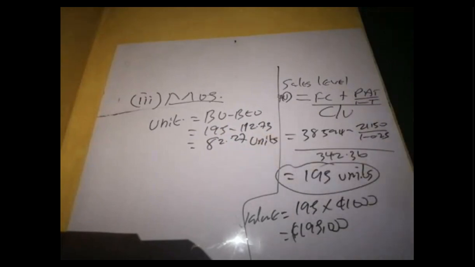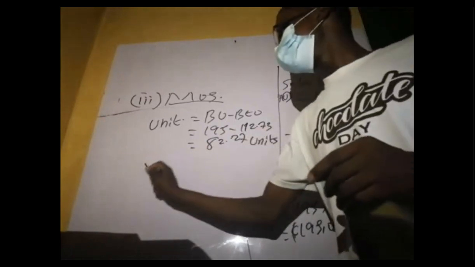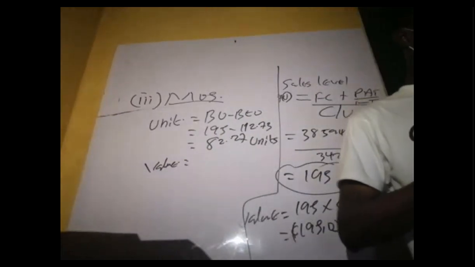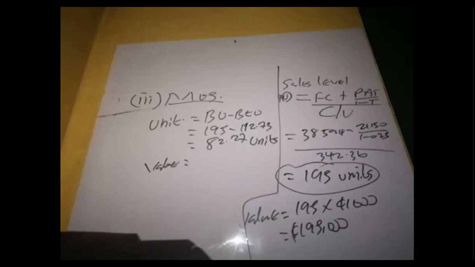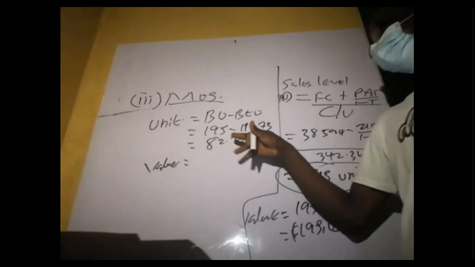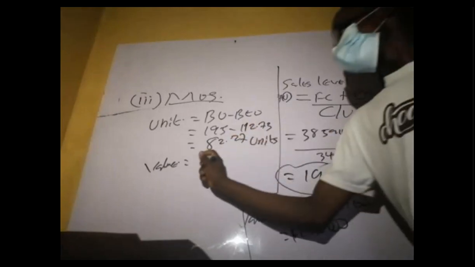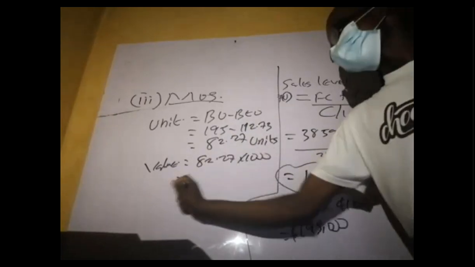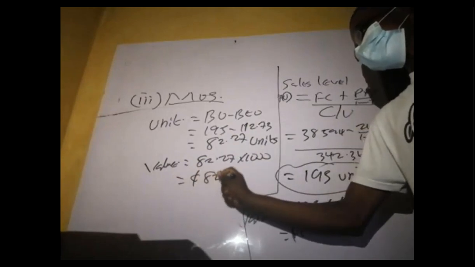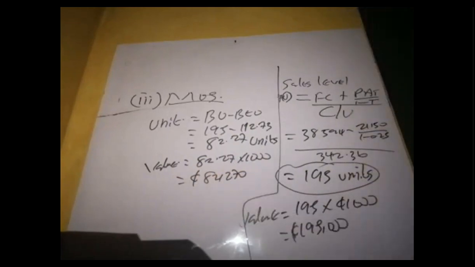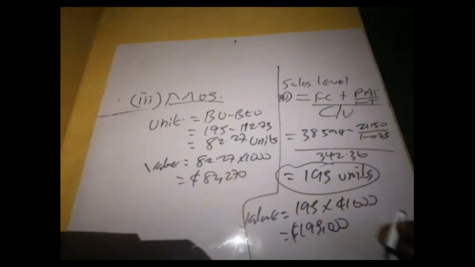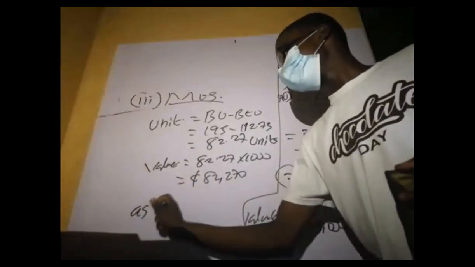So that is the answer. Then let's go to value. The value, just multiply the unit by the selling price. So the value will be 82.27 times 1,000, and that will be equal to 82,270. That is it. 82,270.